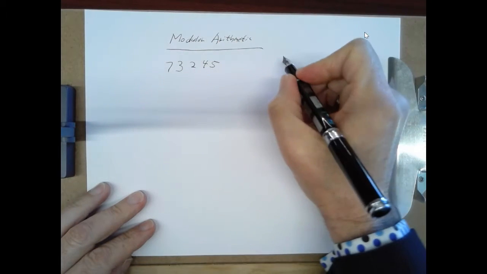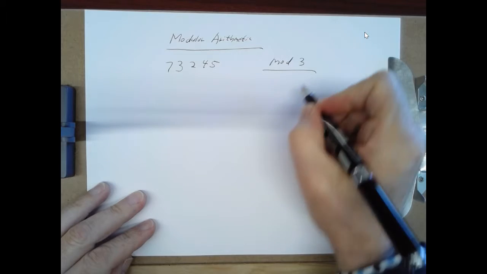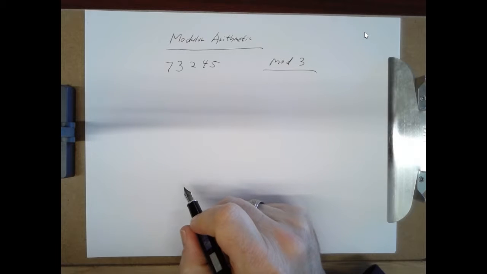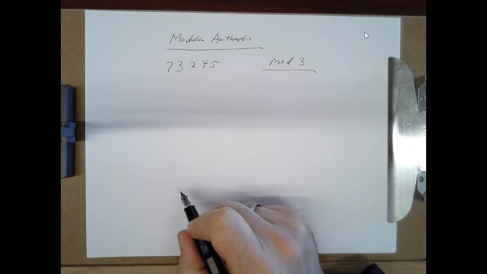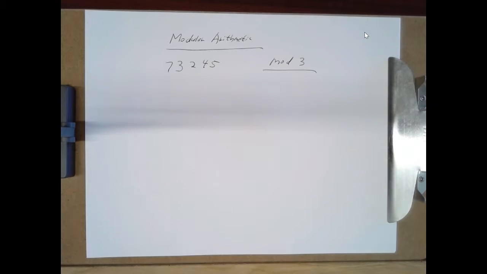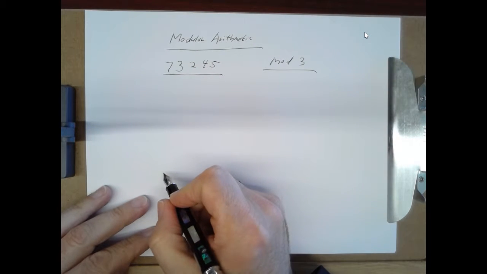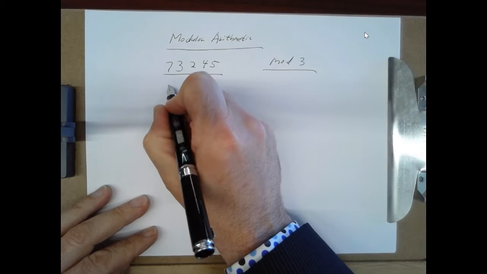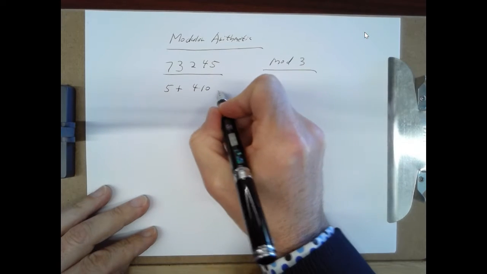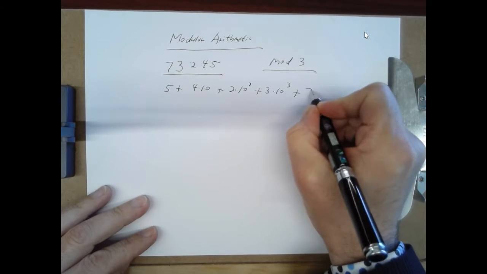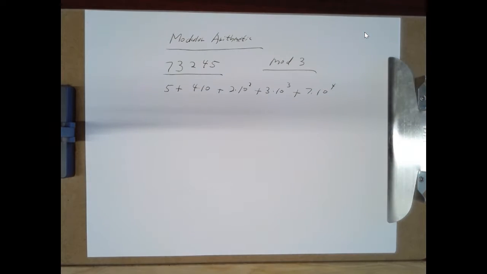So let's concentrate on modulo 3. If something's divisible by 3, what's it congruent to mod 3? 0, right? That's a handy way of defining divisibility. Congruent to 0 mod n means you're divisible by n. Well, let's look at this number, 73,245. This is the number 5 plus 4 times 10 plus 2 times 10 squared plus 3 times 10 cubed plus 7 times 10 to the 4th. Agreed? That's what we mean by decimal numbers.